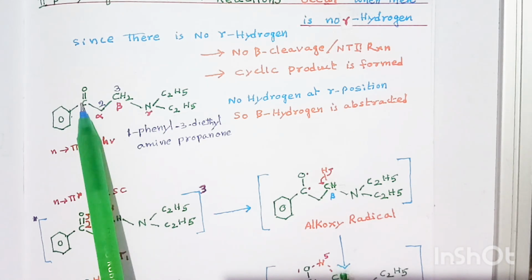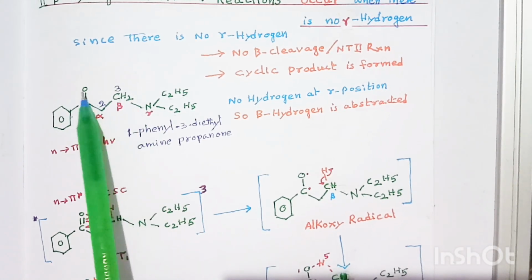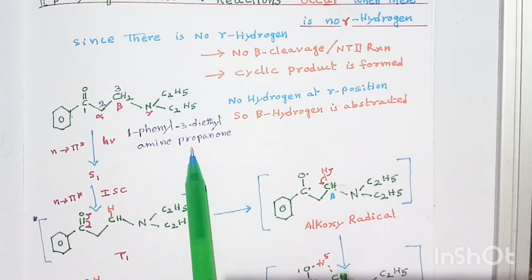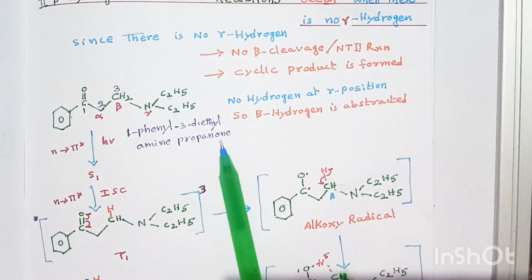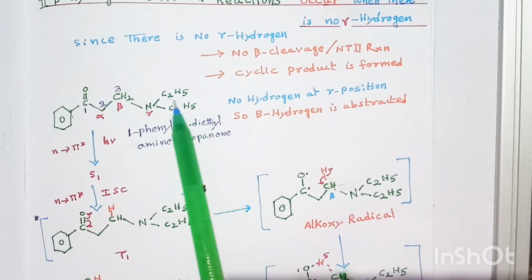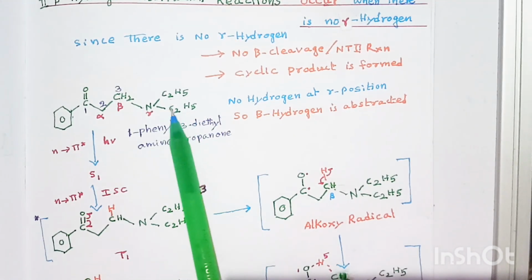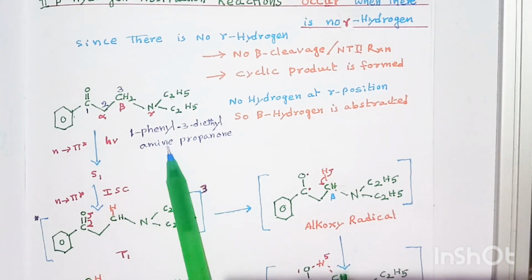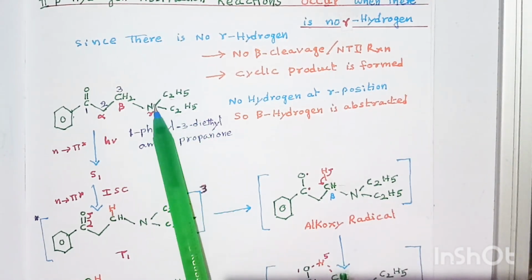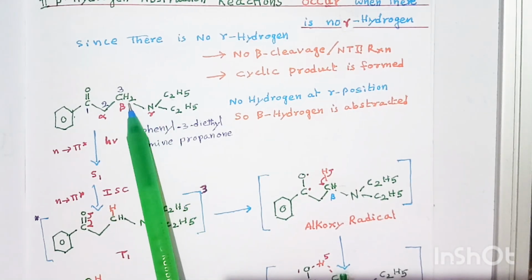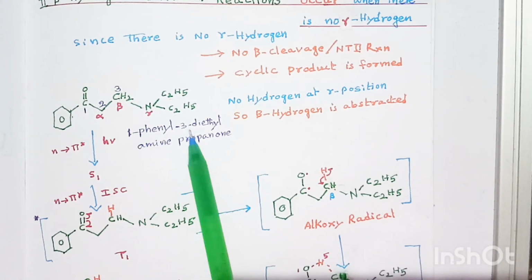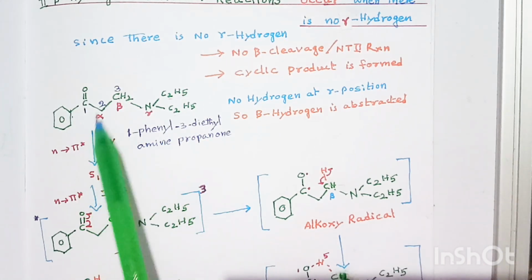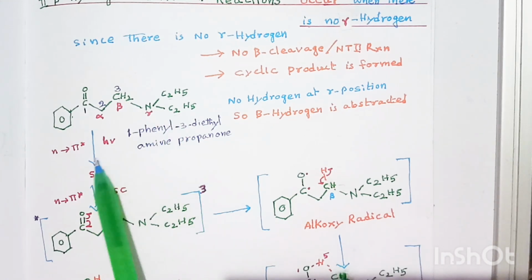propanone. Propanone because 3 carbon atoms are present with a carbonyl group. So, it is called propanone. Diethyl because 2 ethyl groups are attached to this nitrogen atom. So, this is diethyl amine. This nitrogen is attached to the third carbon atom. So, it is called 3-diethyl amine. So, this is the compound we are taking.